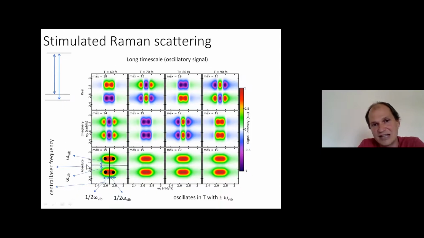So this line is the central laser frequency. And these peaks are separated by half of the vibrational quantum along the excitation axis, and they are separated by exactly 1 vibrational quantum along the detection axis. And the peaks oscillate with the vibrational frequency. Some of them are positive, some negative. It means the imaginary part either follows or precedes the real part.